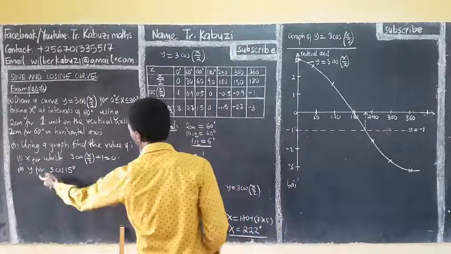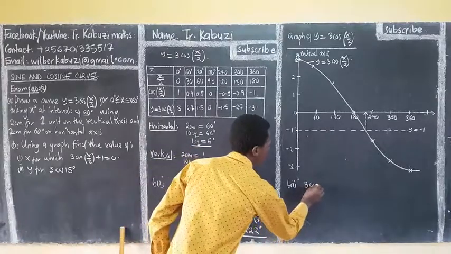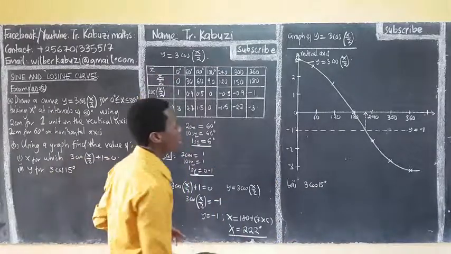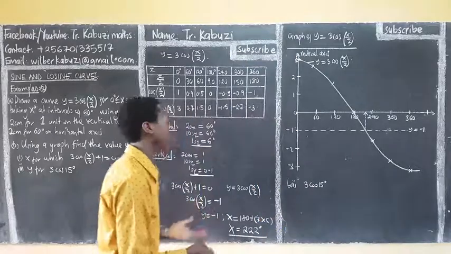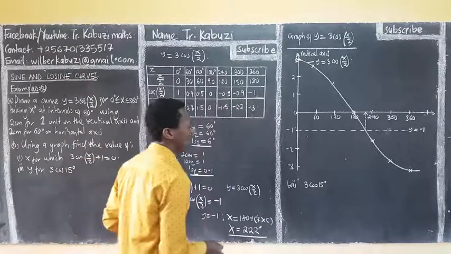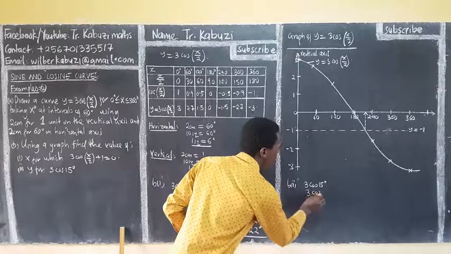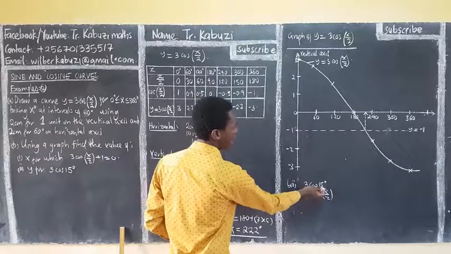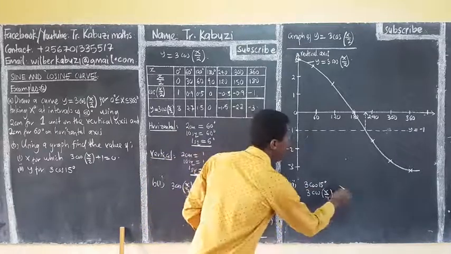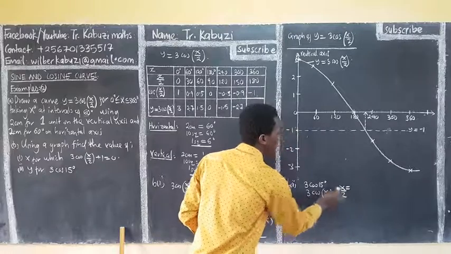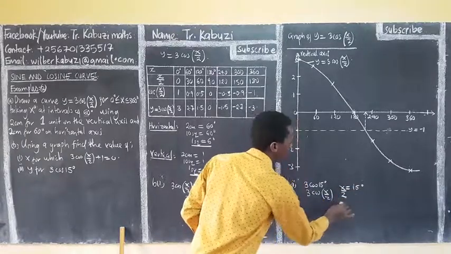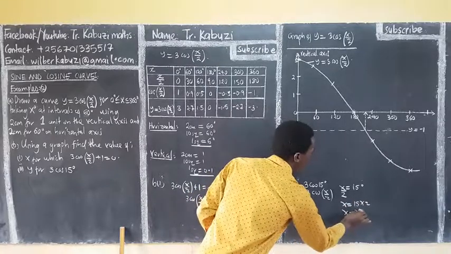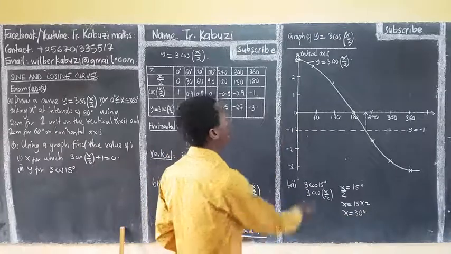Now you come for B Roman numeral 2. They want us to get y for it. We have now 3 cos 15 degrees. Here we just compare with our original. Here we need the value of y, but they are giving the value of x directly. How? If you compare this with our original function, x over 2, it means that this is equal to this. So it implies that my x over 2 is equaling 15 degrees. If you cross multiply, your x will be 15 times 2, so your x will be 30 degrees.